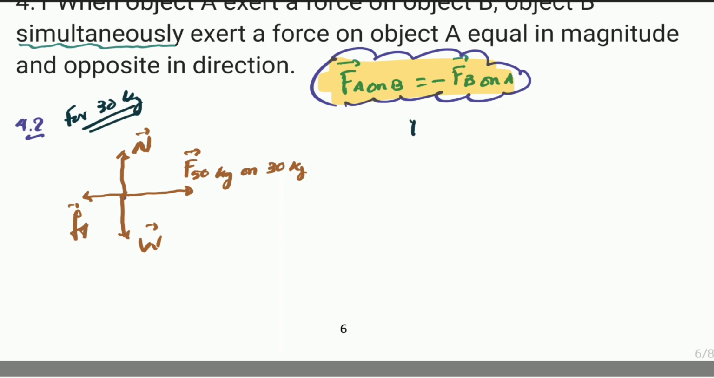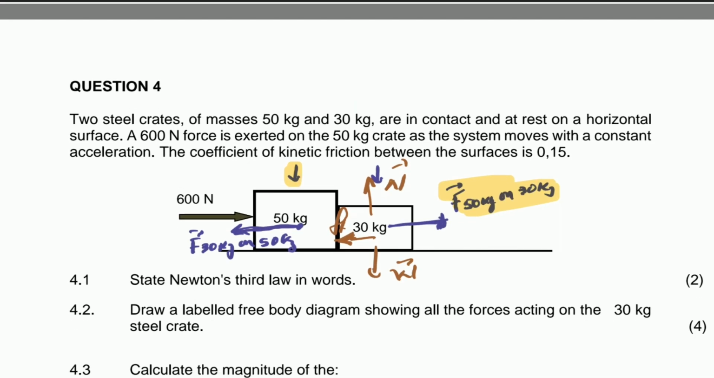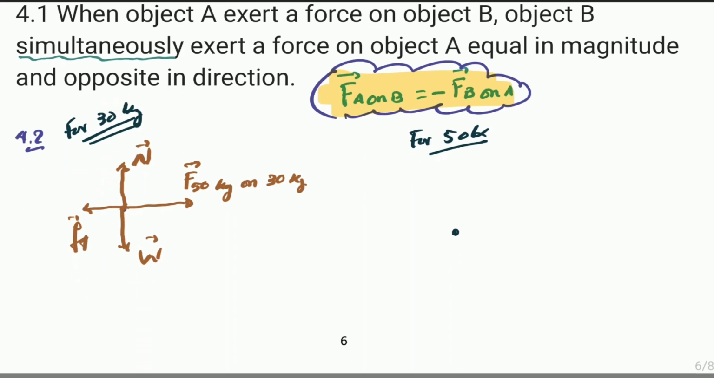Now, for 50 kilograms, this is not part of the question, but we're going to quickly do it. What forces are acting on the 50 kilograms, the one on the left? You can see the force from 30 on 50, but there is also an applied force to the right, plus the normal, friction and weight. That applied force is 600 Newton. It's 600 Newton, this is the applied force.